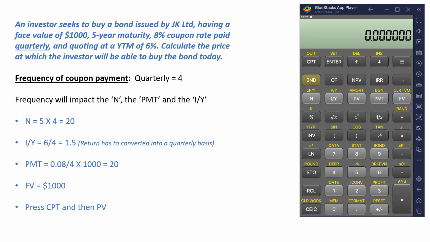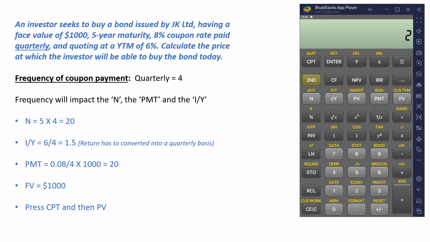In this question, they have given you the YTM, it is 6% per annum. Even though per annum is not written, by default, it is assumed that it is an annual rate. So 6% also has to be adjusted. We are going to divide it by 4 and take it as 1.5. So return also has to be converted into a quarterly basis. The PMT is 8% divided by frequency 4 multiplied by 1000. It is coming as 20. Future value is 1000 and then we'll be able to calculate the PV.